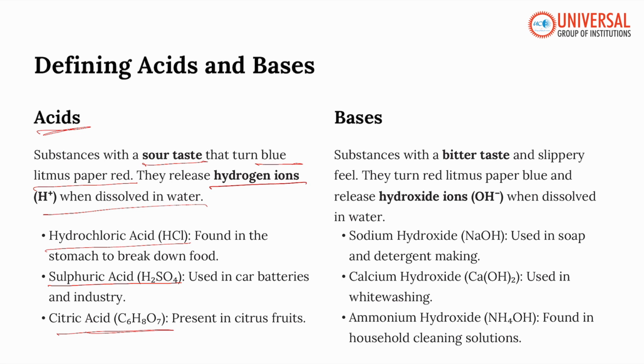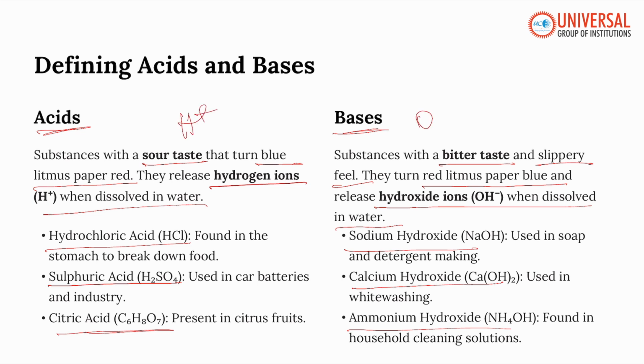Now, let's understand what bases are. Bases are substances which release hydroxide ions when dissolved in water. For example, sodium hydroxide, which is used in soap and detergent making. Second, calcium hydroxide, which is used in whitewashing. And third, ammonium hydroxide, found in household cleaning solutions. So acids are substances which release H plus ions in water, and bases are substances which release OH minus ions when dissolved in water.